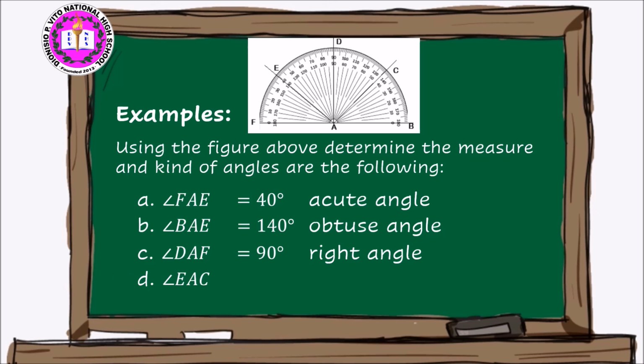And last but not the least is angle EAC. So angle FAC minus angle FAE is equal to 95 degrees. And 95 degrees is an obtuse angle.